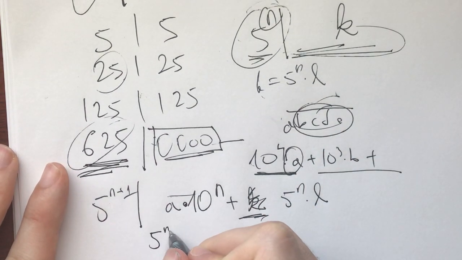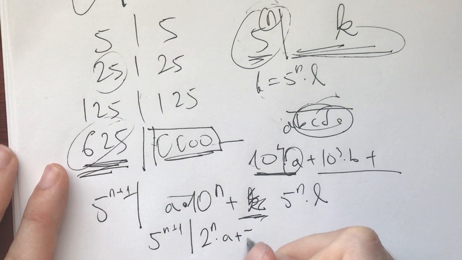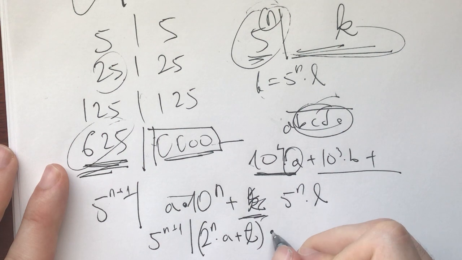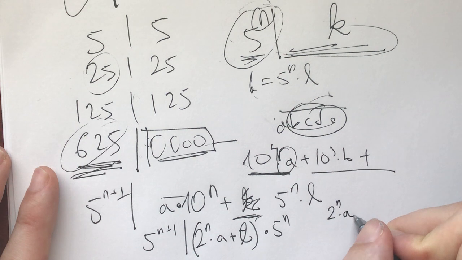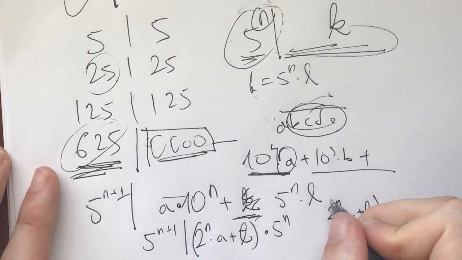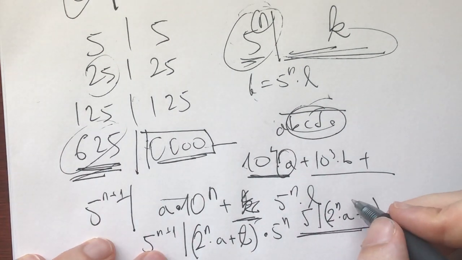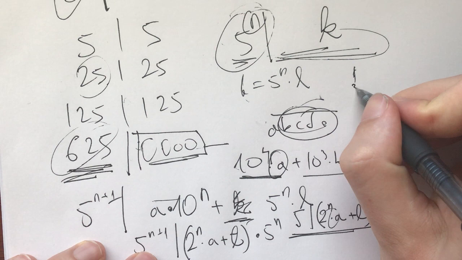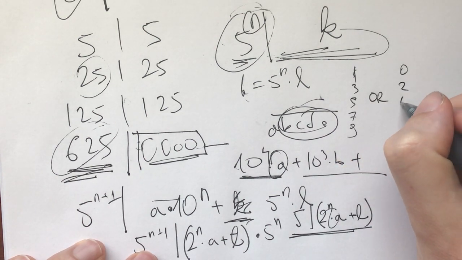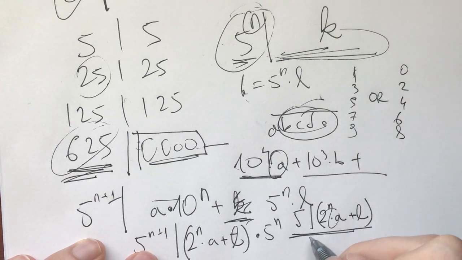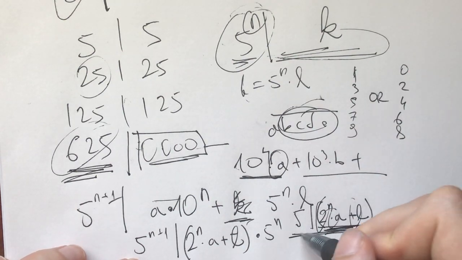So now we need 5 to the n plus 1 to divide 5 to the n times (2 to the n times a plus l), which means what's enough for us is to have 2 to the n times a plus l to be divisible by 5. This is what is enough for us. And here a has to be one of 1, 3, 5, 7, 9, or one of 0, 2, 4, 6, and 8. Can you make sure that for one of these a, this number will be divisible by 5?